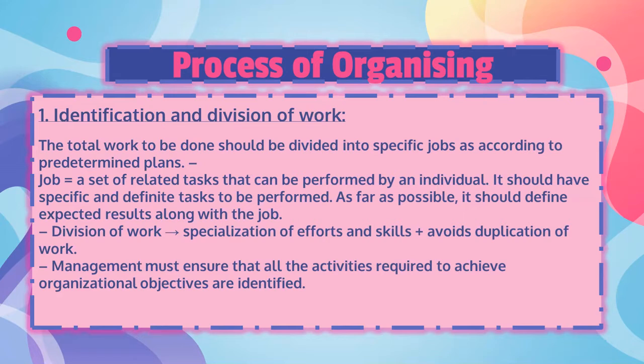Then job, what is this job? The job is a set of related tasks that can be performed by an individual. It should be specific, it should be definite. As far as possible, it should define the expected results as well. So now someone is asking for raw material, so there is a department, raw material procurement department, and the department is purchasing the things. So what should that department do? Okay, you have to get so and so amount of raw materials required for the production. So it should be definite and specific, and what the result should be, what type it should be, how to do this work, all of this should be told to them very specifically.